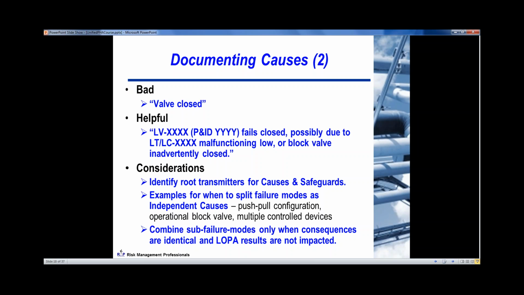But sometimes, if you've got an operational block valve, where somebody may be opening or closing it during system operation, those are things that should be split out and looked at as separate scenarios. Also, if you've got a typical push-pull configuration on a vessel, where you've got gas coming in and gas going out, driven by a common pressure controller, you might also want to split out the controller, because it's an obvious common mode failure, and you want the team to really focus on that independently.